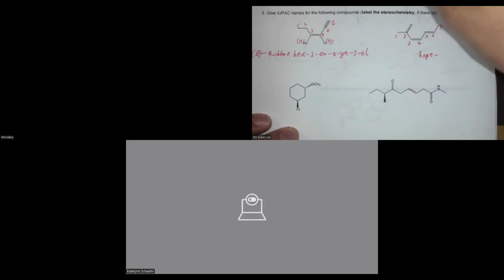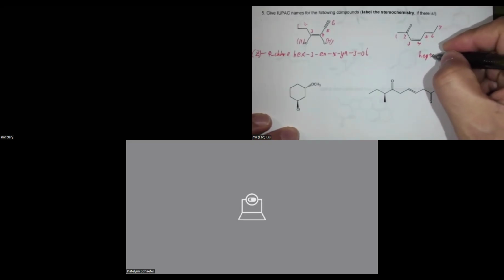For the next one, it's a diene case, but here the ketone has a higher priority. Ketone has higher priority, so in this case, we give the ketone the lower number, from the left of the carbon chain. So 7 carbons, and that should be hept. Because this is a diene, we need to keep the a, so hepta. And then give the location number for the diene, 3,5-diene.